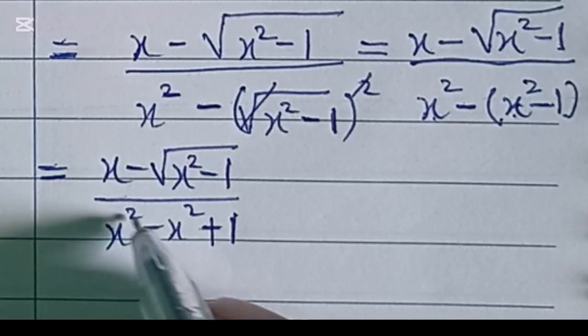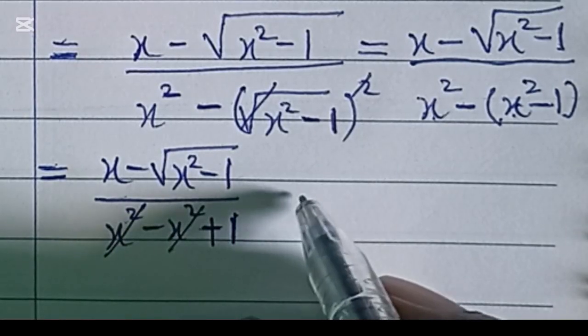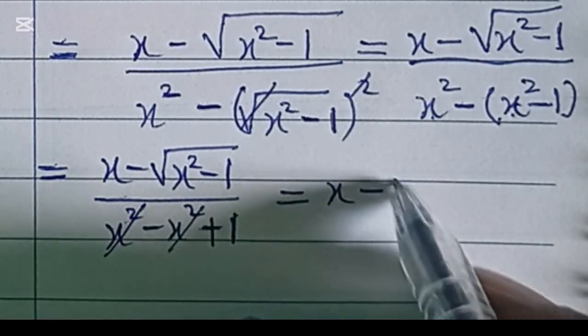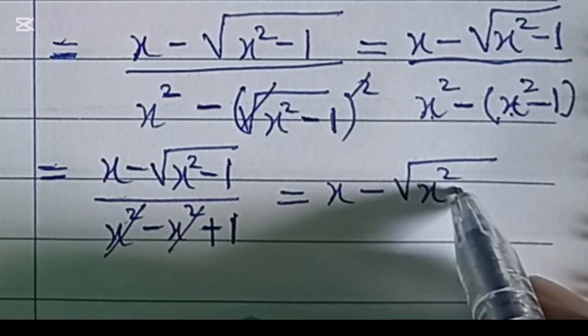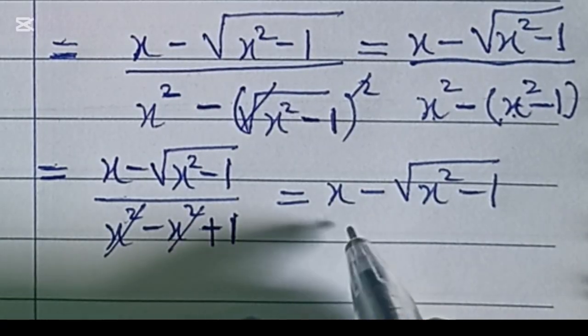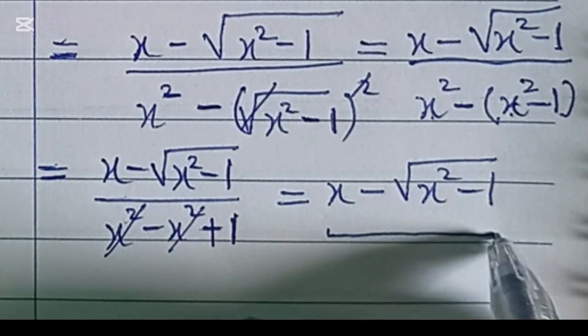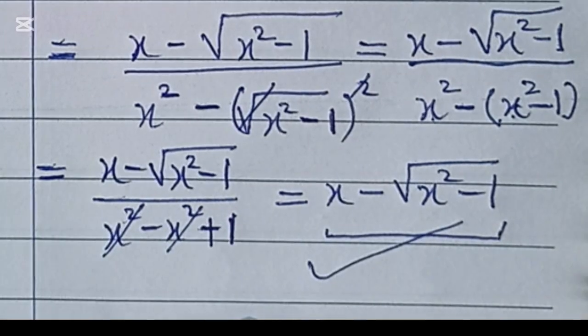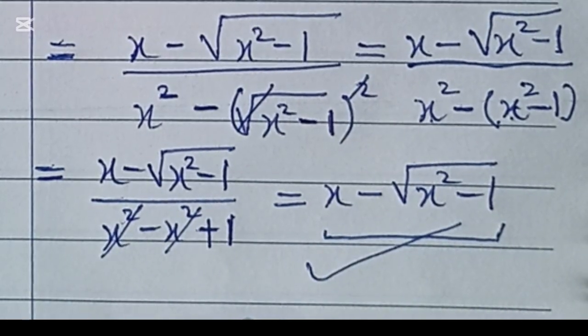So you see finally that this cancels this, and our final answer becomes x minus the square root of x squared minus 1, over 1. All right, so we can leave this as our final answer. Okay, so verify for yourself, and we'll see you in the very next one.